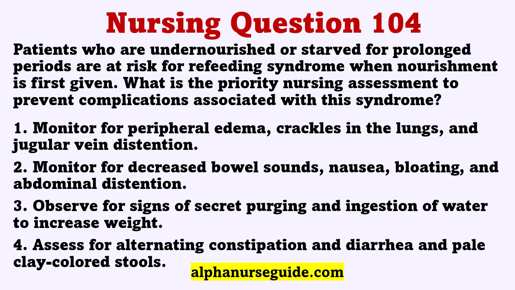The correct answer is 1. Monitor for peripheral edema, crackles in the lungs, and jugular vein distension. Rationale. Refeeding syndrome occurs when aggressive and rapid feeding results in fluid retention and heart failure. Electrolytes, especially phosphorus, should be monitored, and the patient should be observed for signs of fluid overload. Changes in bowel sounds, nausea, and distension may occur but are also appropriate for any patient with nutritional issues or for patients receiving enteral feedings. Observing for purging and water ingestion would be appropriate for a patient with an eating disorder. Changes in stool patterns may occur but are not related to refeeding syndrome.